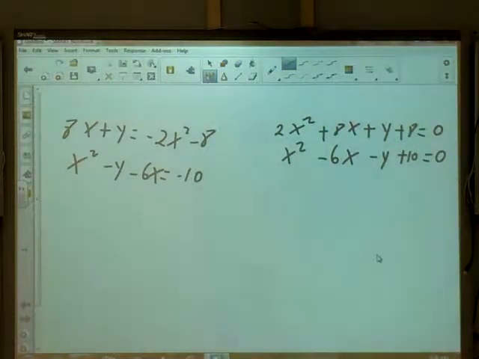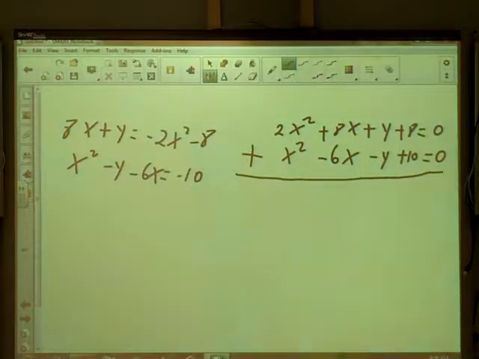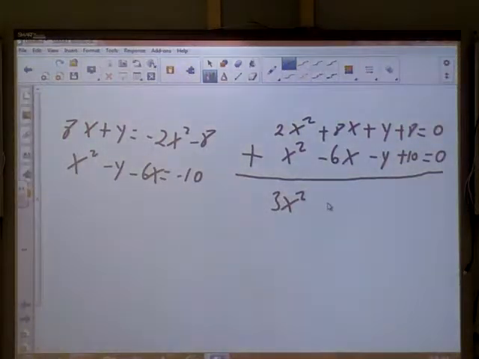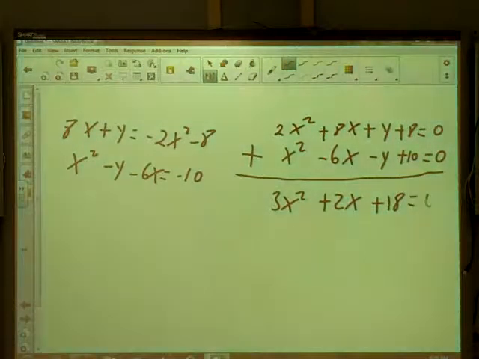All right, now look at your y's. They both got a 1 and they're different signs. So I can add this thing to get rid of them. So that'll get me 3x squared. 8x and negative 6x is 2x. Y and negative y is nothing. 10 is 18.